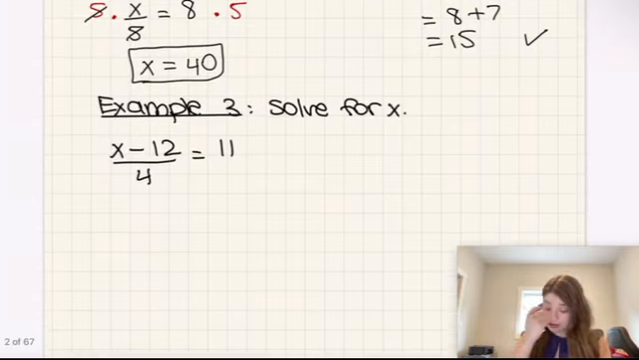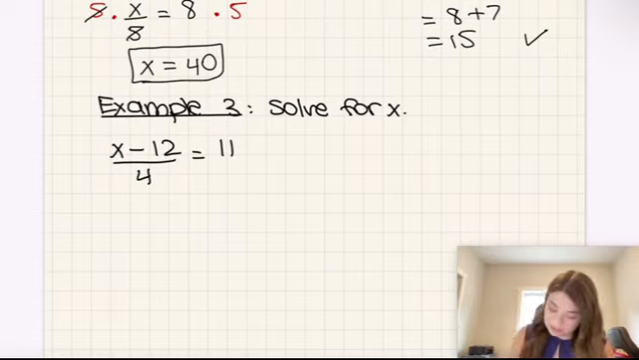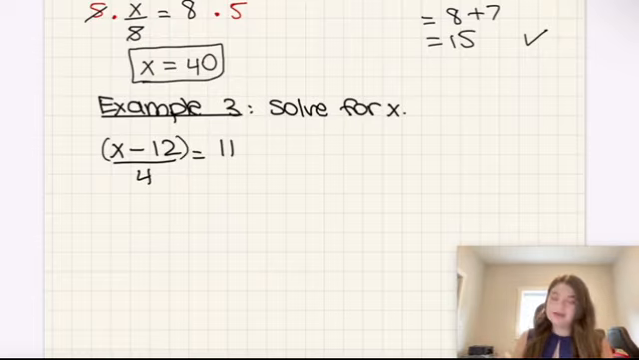This is x minus 12 divided by 4 is equal to 11. Now, in this case, because we have x minus 12 as the numerator, we can imagine that there are brackets or parentheses here because we need to figure out what the numerator is before we can divide the entire thing by 4. And so in this case, because the x minus 12 is in parentheses, I'm actually going to start with multiplication and division, and I'm going to start by multiplying both sides by 4.